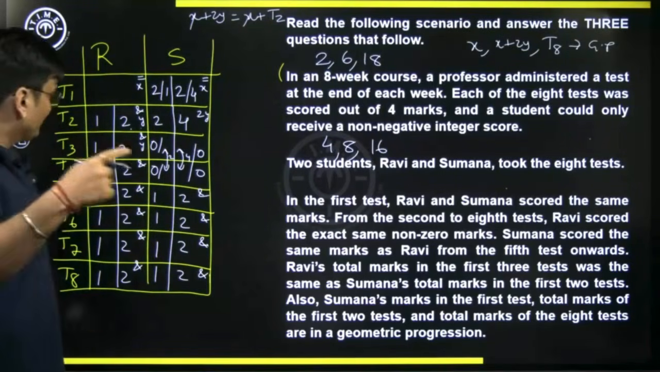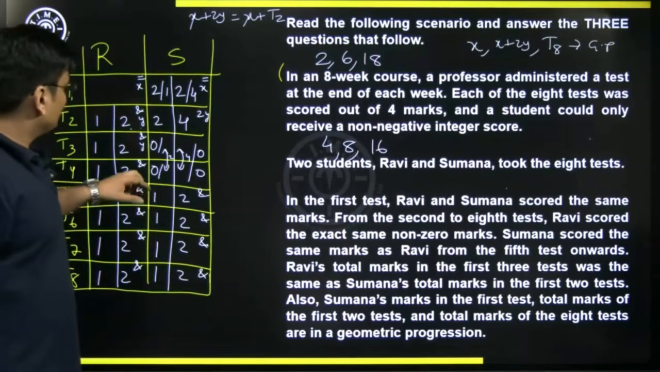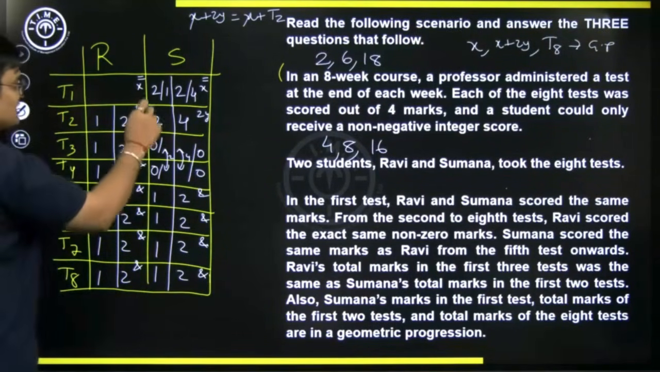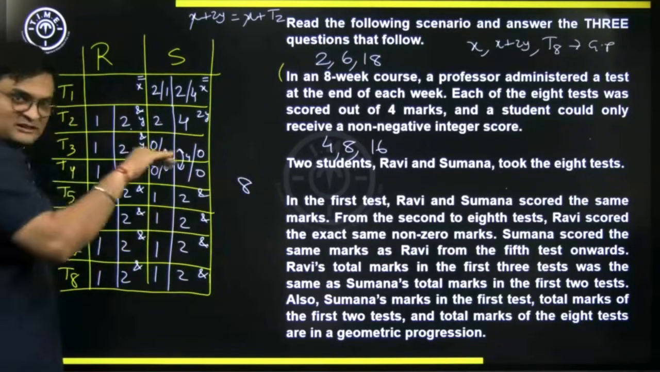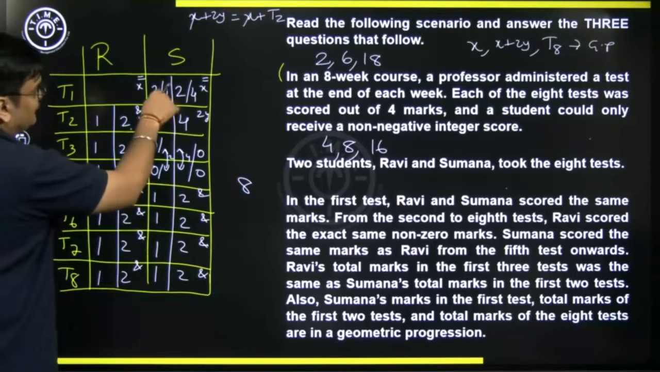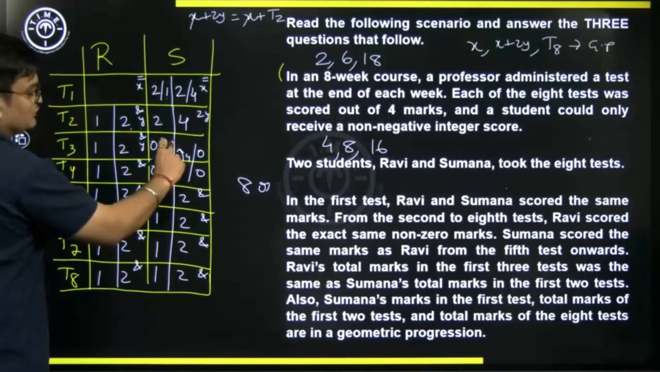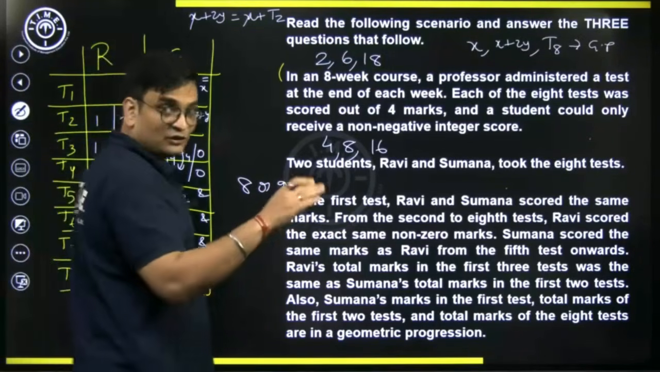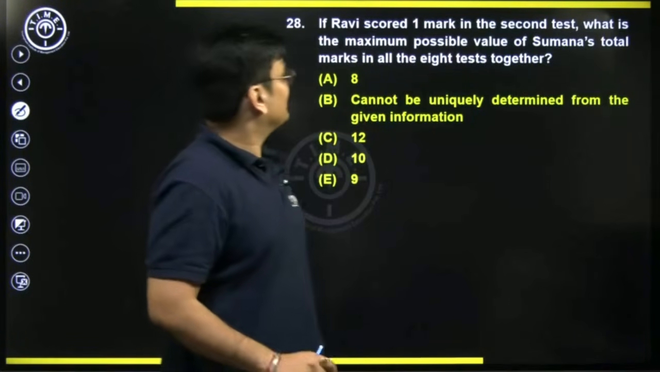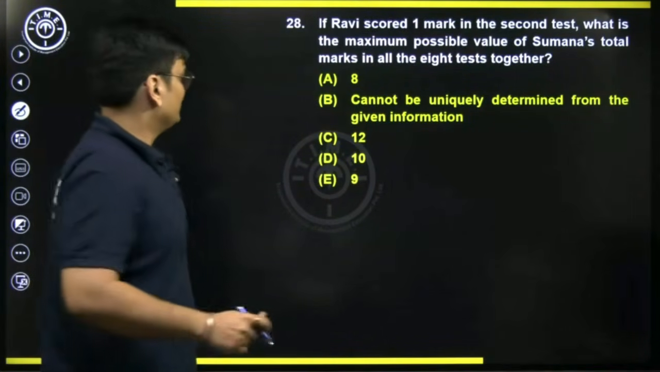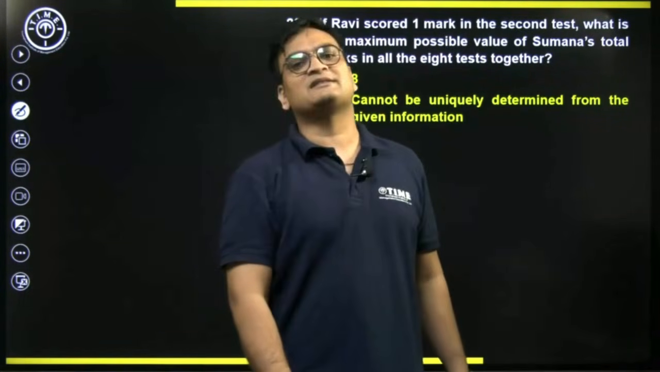Now, if you want maximum sum, anyways, we want maximum, right? We want maximum. So, the maximum could be, if you take this as 2, so 2 and 2, 4, 4 and 4 is 8. So, 8 could be one of the possible total scores for Sumana. If you take this as 1, 1 and 2 is 3, 3 and 2 is 5, 5 and 4 is 9. So, 8 or 9 could be the total score for Sumana, but I think the question is asking us maximum possible. So, maximum possible will be 9. So, option choice E will be the correct answer.